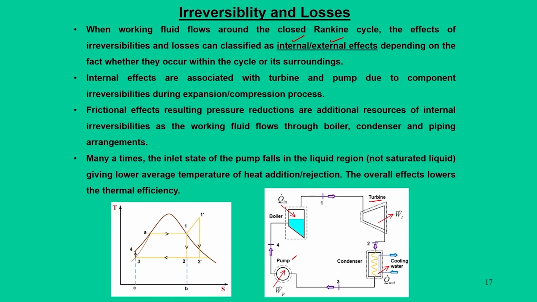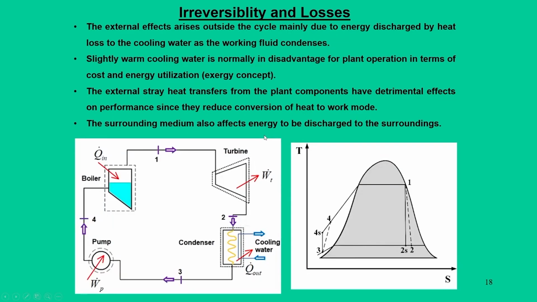Similarly, a pump operates in an isentropic manner. What happens if it does not operate in an isentropic manner? For that reason, we introduce the term isentropic efficiency, and through this isentropic efficiency we can easily calculate or quantify the thermodynamic effects of the Rankine cycle by including irreversibility and losses.